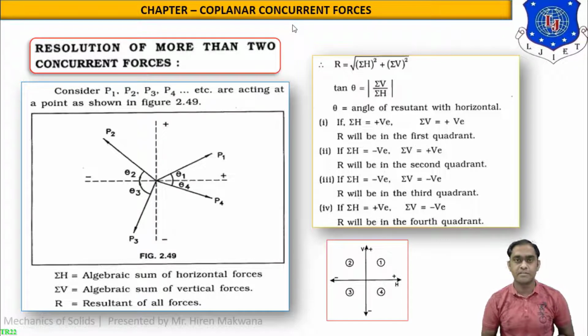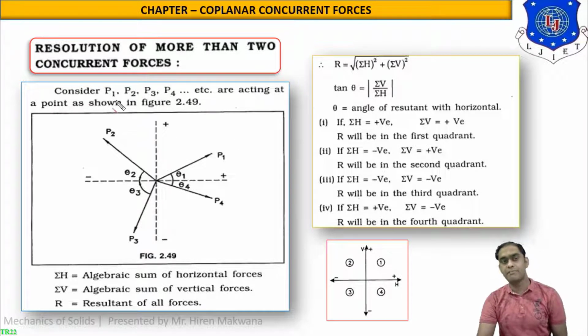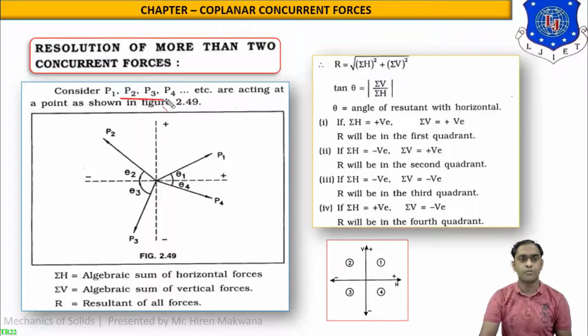In this method, we will see how the resultant can be found when the number of forces is more than two. You can see in this figure, consider P1, P2, P3, P4, four forces acting at a point as shown in the figure. This is the figure in which the origin is the concurrent point. From the origin, the forces acting are P1, the second one is P2, the third one is P3 and the fourth one is P4.